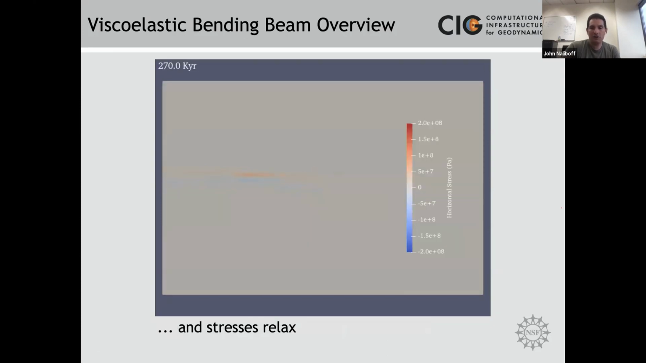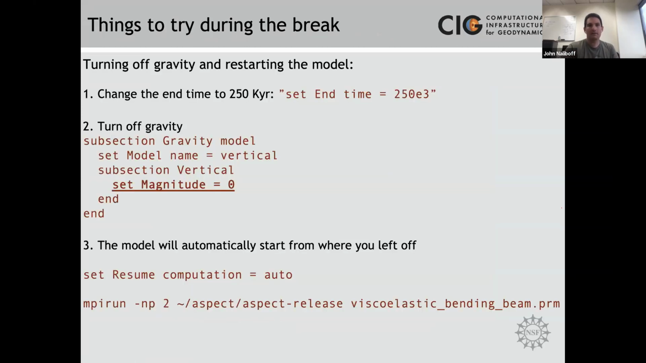And if you look at that in terms of the stresses, at 50,000 years you had stress values on the order of 200 to negative 200 megapascals. Over time, these stresses are going to relax as they push the beam to its original shape. And then the stress values decrease over time.